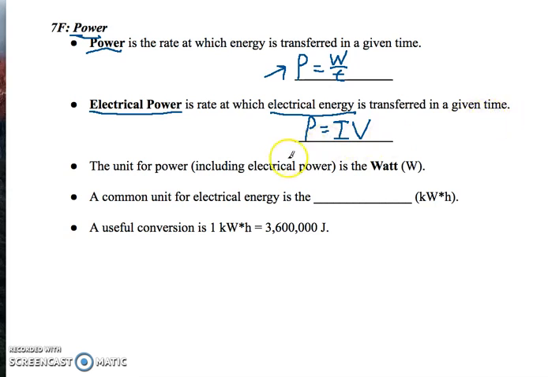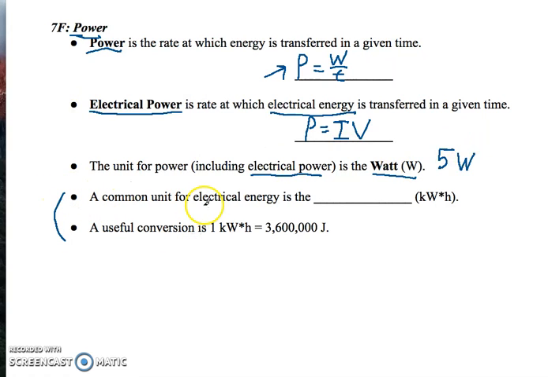The unit for power, including electrical power, is going to be the watt, W. This is review. If you see 5 W, that's 5 watts. That's going to be a unit for power.